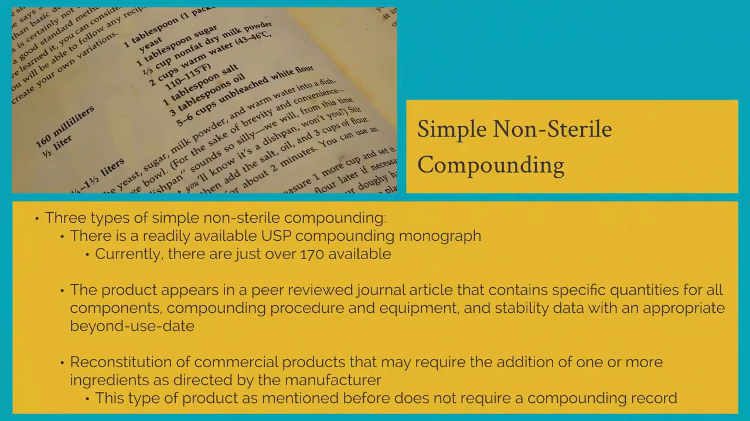Starting with simple non-sterile compounding, there are 3 types of simple non-sterile compounding. One is if there is a readily available USP compounding monograph. So currently there are just over 170 USP monographs available.